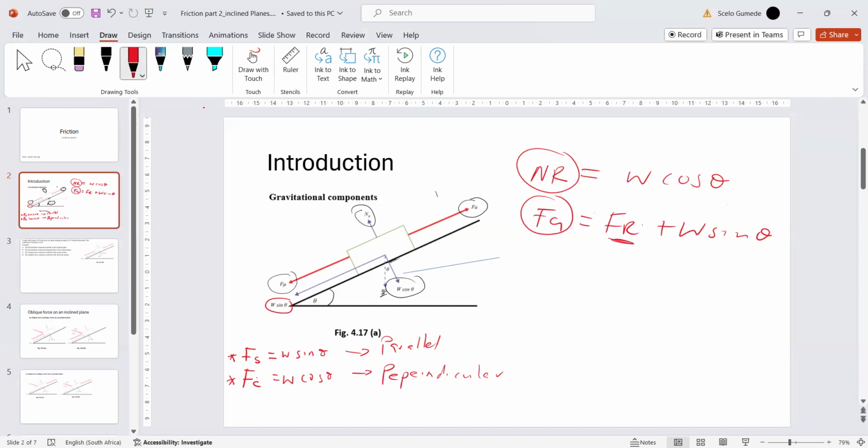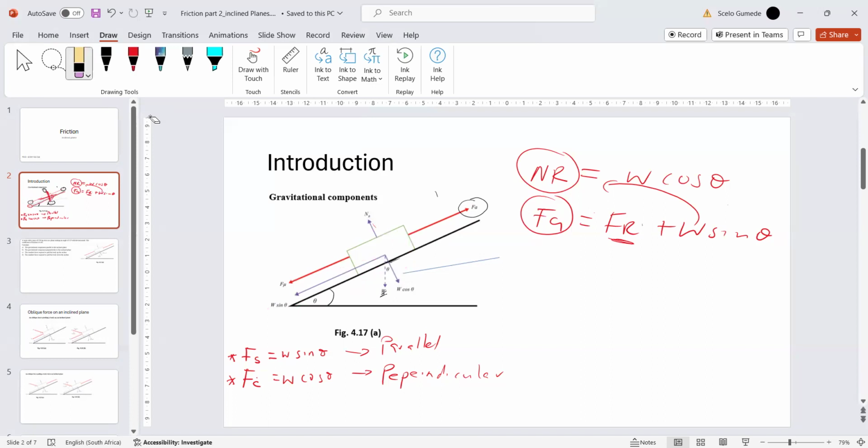Now, if you want to make FR the subject, then you know we have to transpose that W sine theta. Okay, but we are observing, again, I repeat, we are observing what? Equilibrium up and down and left and right of the plane with reference to this line. So it's up and down and left and right on that line. Okay, on the line of the plane. Just get rid of this.